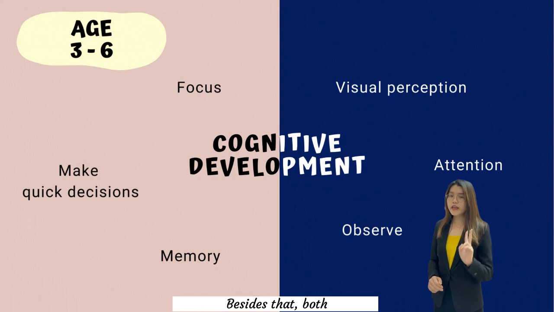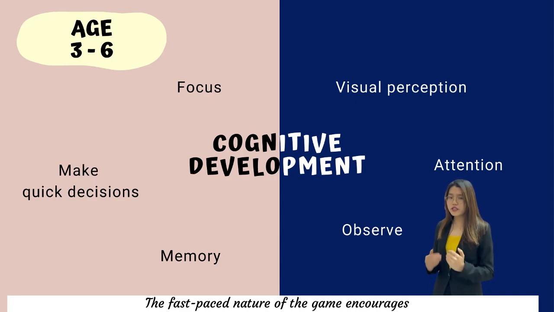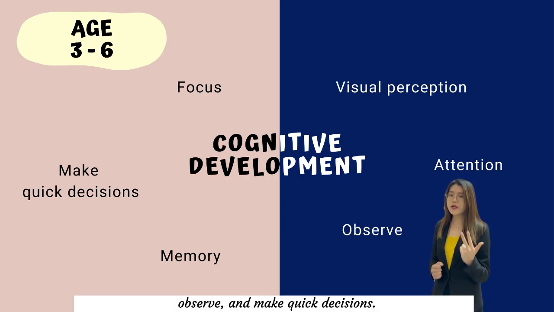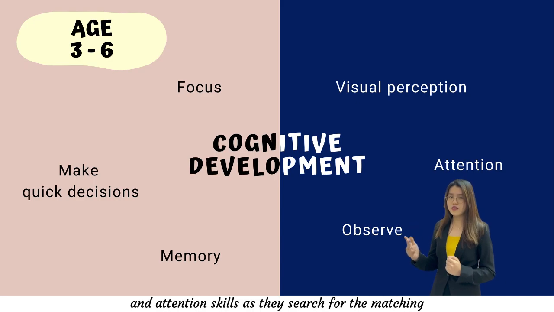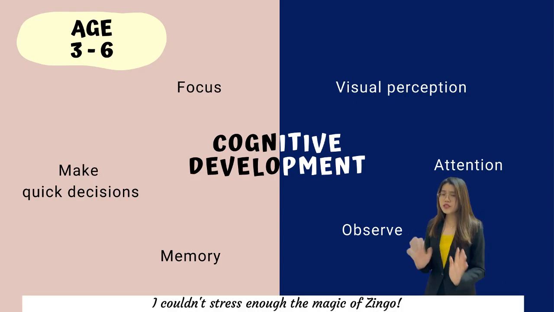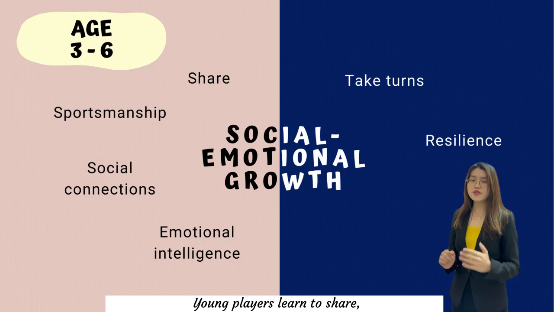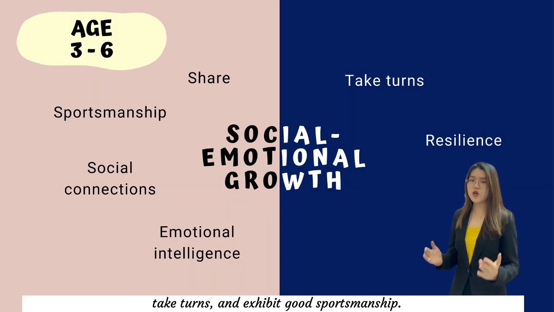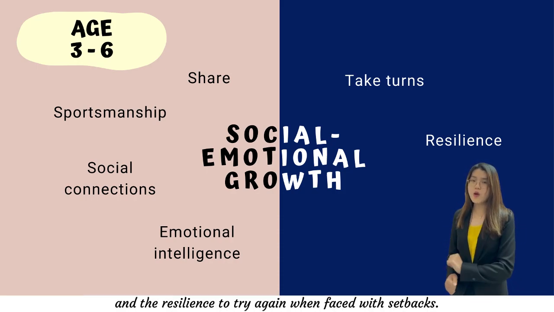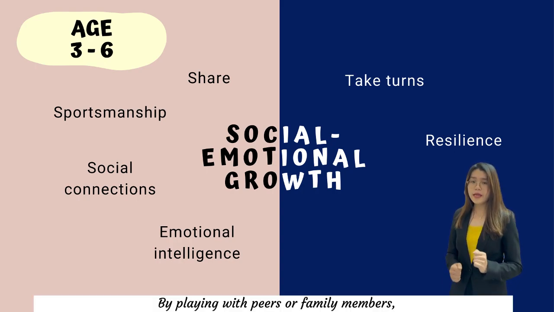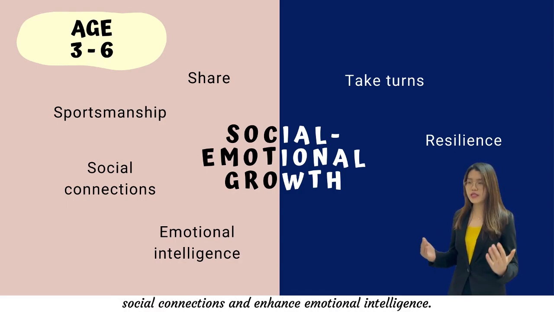Besides that, both age groups benefit from Zingo in cognitive development. The fast-paced nature of the game encourages children to focus, observe, and make quick decisions. They develop visual perception, memory, and attention skills as they search for the matching pictures or words. I can't stress enough the magic of Zingo in children's social-emotional growth. Young players learn to share, take turns, and exhibit good sportsmanship. They experience the joy of winning and the resilience to try again when faced with setbacks. By playing with peers or family members, they build important social connections and enhance emotional intelligence.